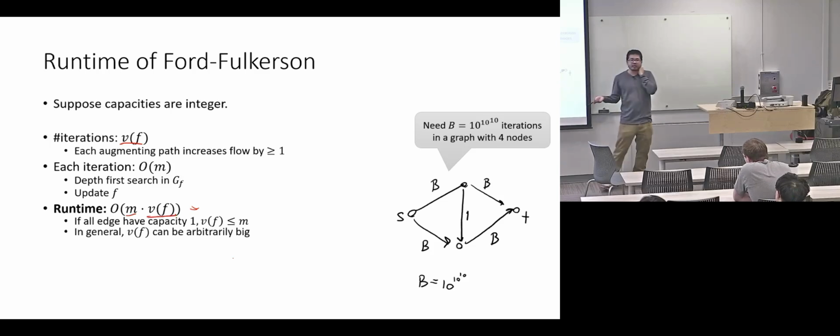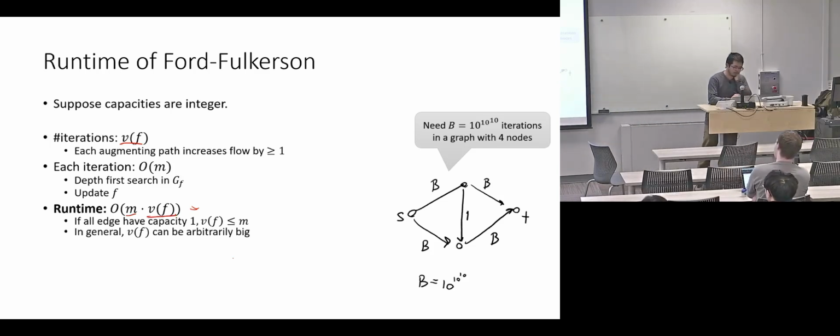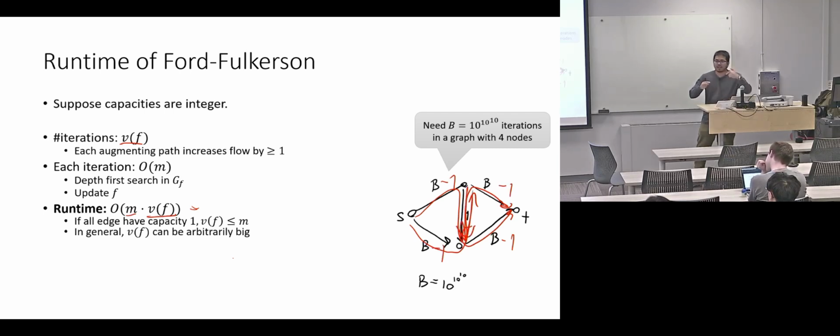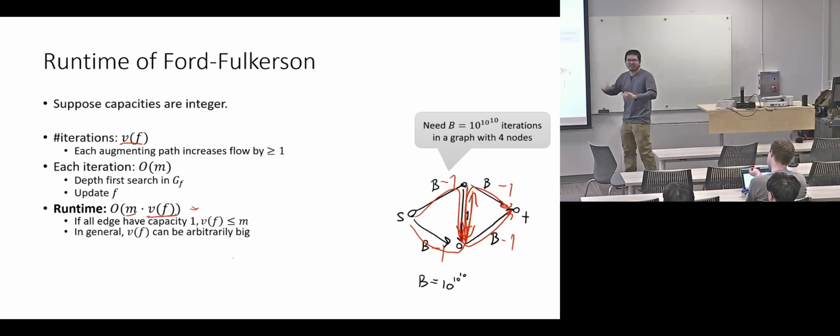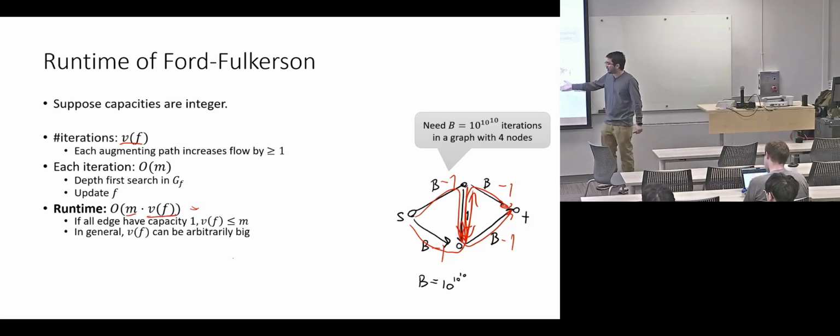What Ford-Fulkerson might do is augment through this one. So now this is -1, and this edge is flipped. And you augment along this one. This is -1, this edge is flipped back. And keep doing this. So you need to repeat B iterations, although the graph size is 4. It's not polynomial time.